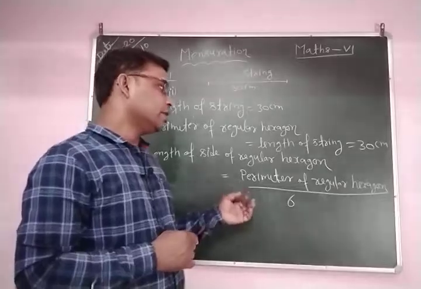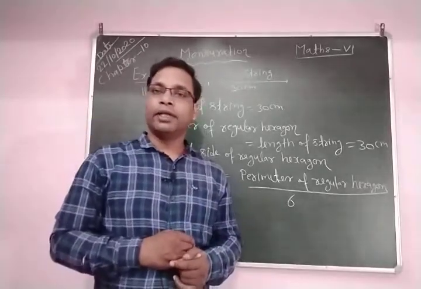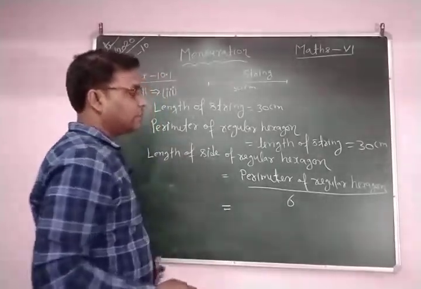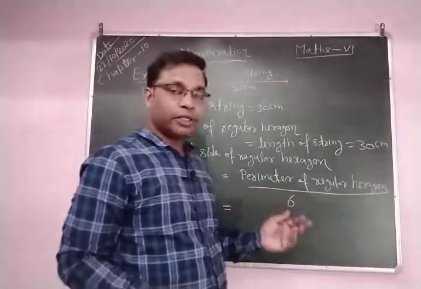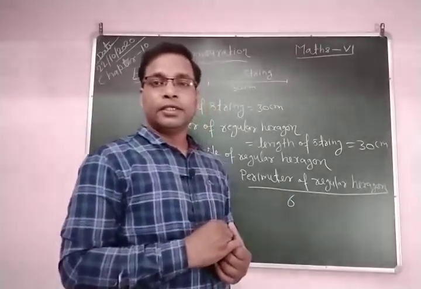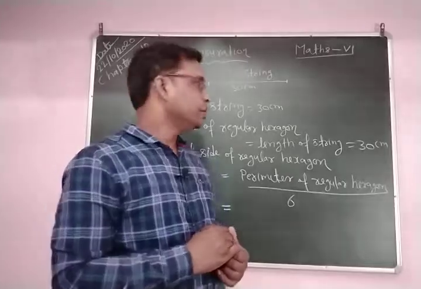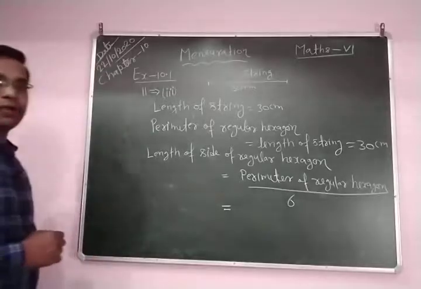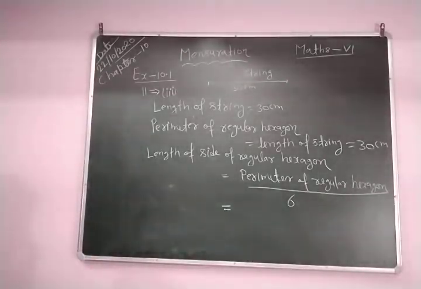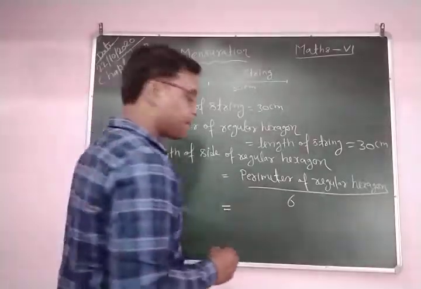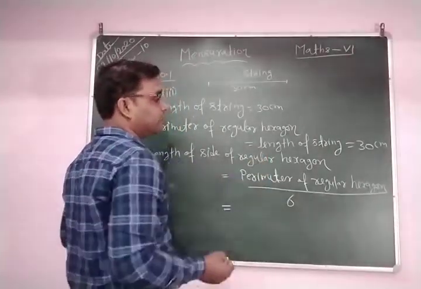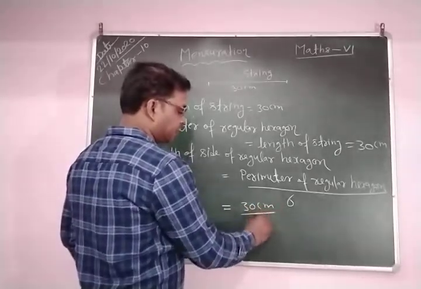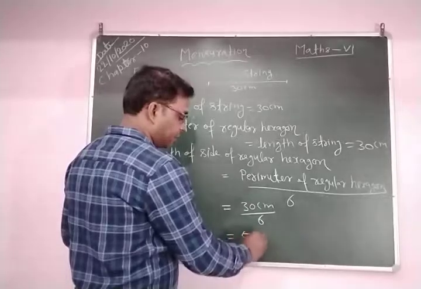So we divide the perimeter by 6 to obtain the side of the regular hexagon. Here, the perimeter of the regular hexagon is 30 centimeters, because this regular hexagon is formed using these strings whose length is 30 centimeters. If we divide 30 by 6, then we obtain the length of the side of the regular hexagon. So the perimeter of the regular hexagon, 30 centimeters, divided by 6, is equal to 5 centimeters.